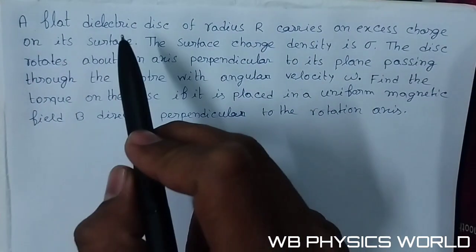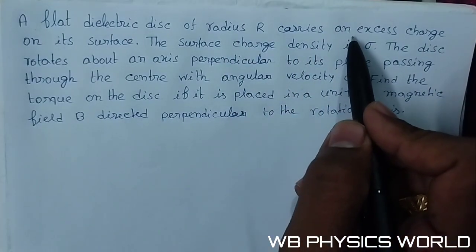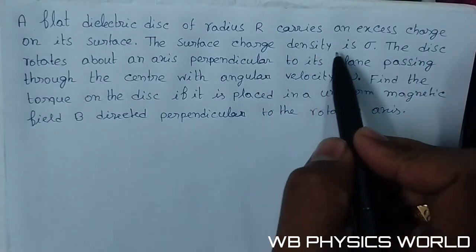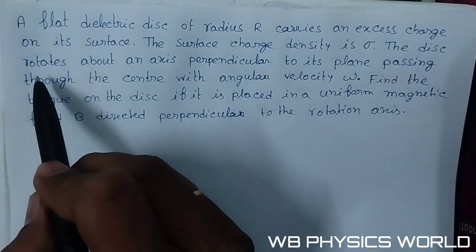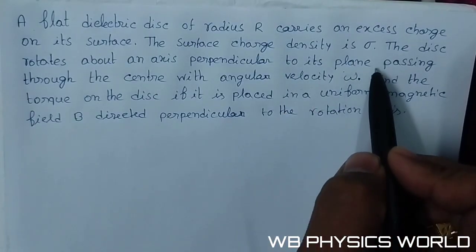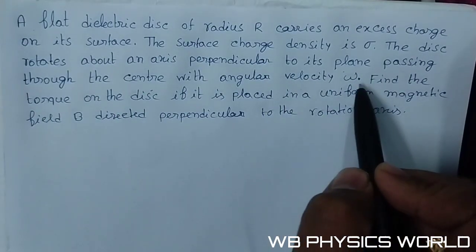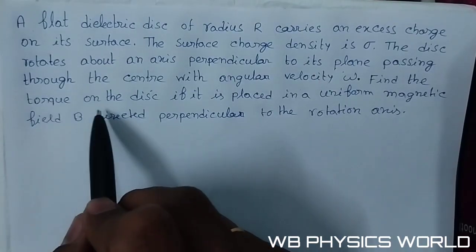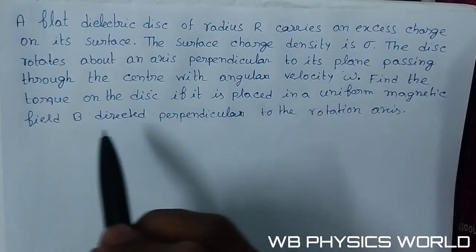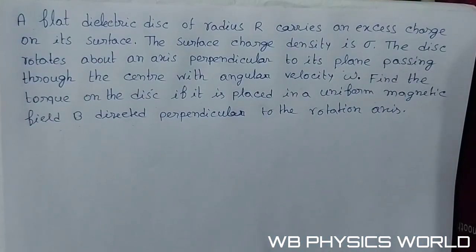A flat dielectric disc of radius r carries an excess charge on its surface. The surface charge density is sigma. The disc rotates about an axis perpendicular to its plane, passing through the center with angular velocity omega. Find the torque on the disc if it is placed in a uniform magnetic field B directed perpendicular to the rotation axis.